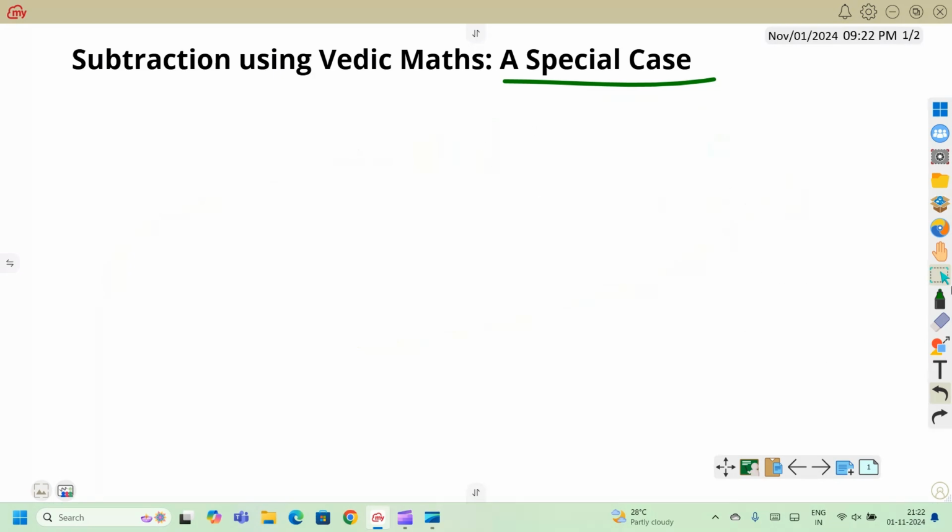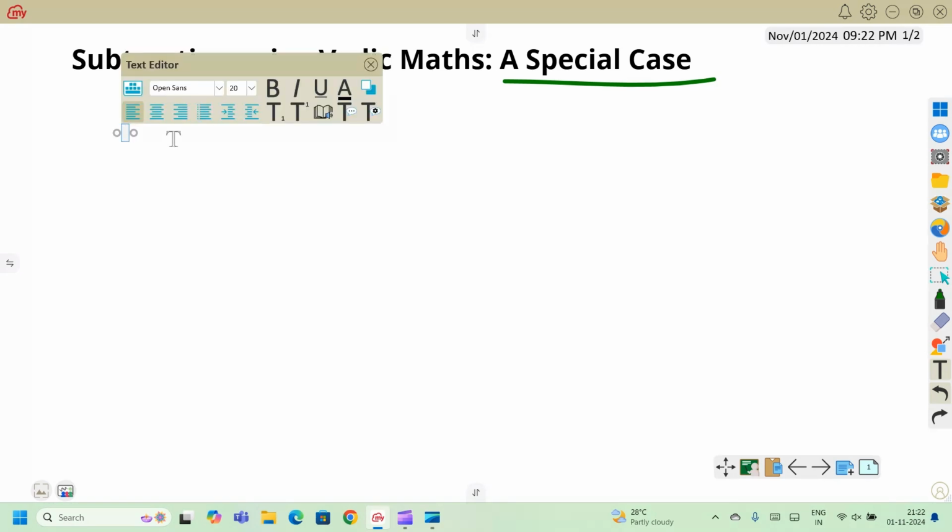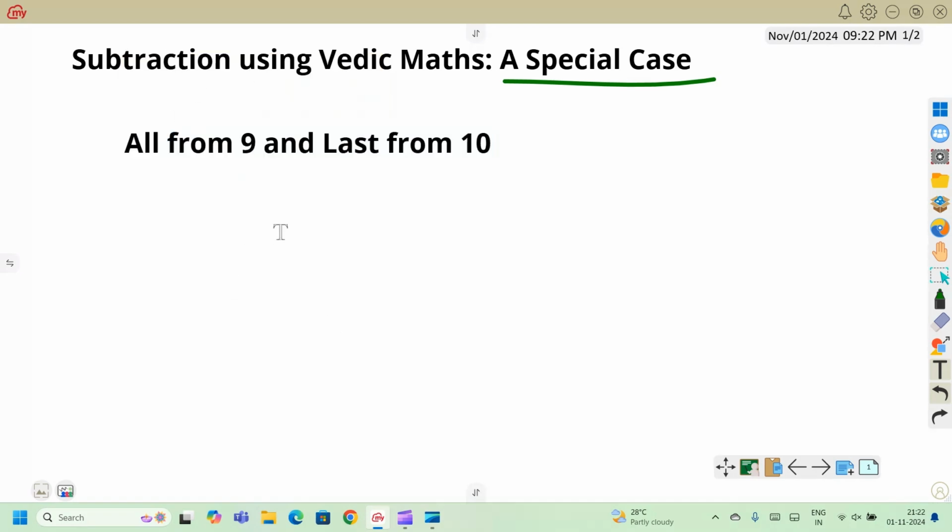So the concept which is used for this, in Vedic terms we call it a sutra. I'll say what it's called in English because even I forgot what it's called in Sanskrit. We might have to write it in the test, so we have to memorize it before the exam. It is called all from 9 and last from 10. I'll explain in a bit what's actually going on. Even for the other viewers, let's make it big, let's make it bold. This is the sutra: all from 9 and last from 10.